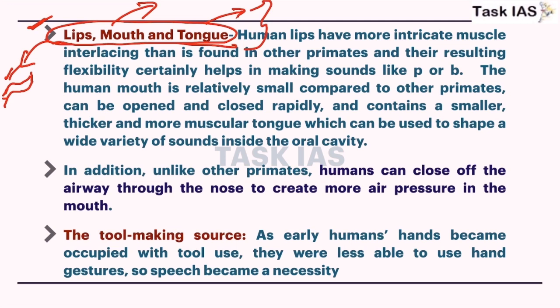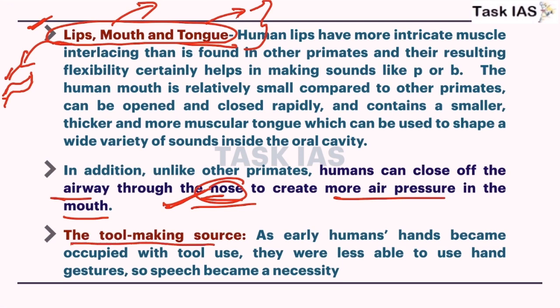Now humans can close off airway through nose to create more air pressure in mouth. So we have another option, that while we are speaking, even while we are eating, our nose can provide air. So we are not only dependent on our mouth for air passage, even our nose has main function of respiration. So extra organ of nose with more specialization also helped in production of speech.